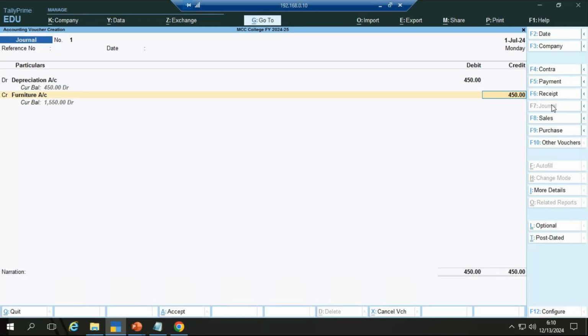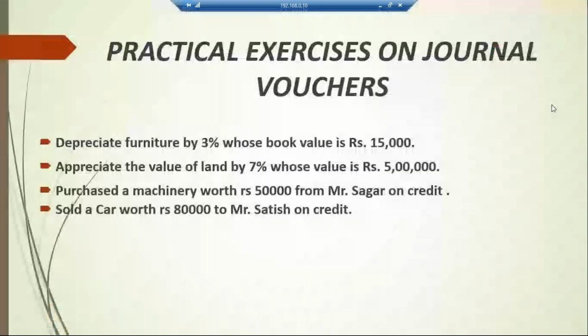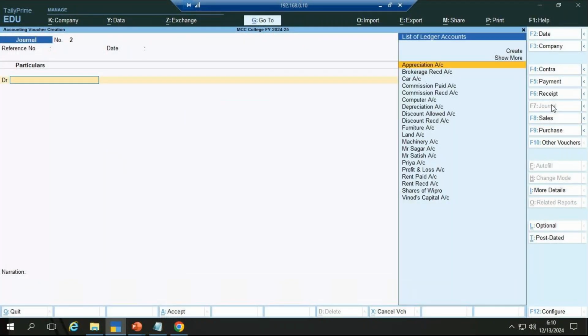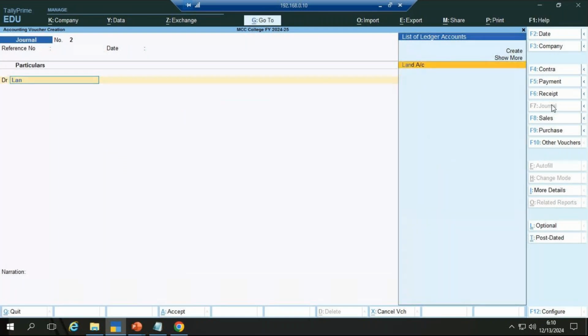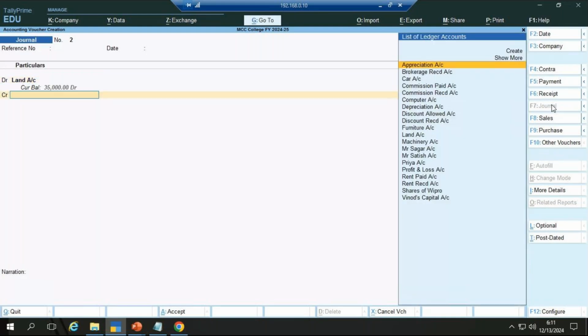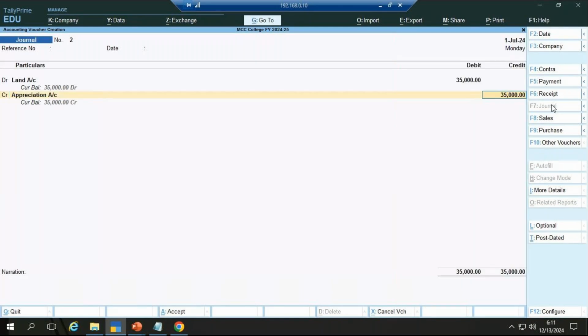Fine then. Control A. Second, appreciate the value of land by 7%, whose value is 5 lakh. Enter, enter, enter. Land account debit 35,000. Enter, enter. You can take appreciation account.